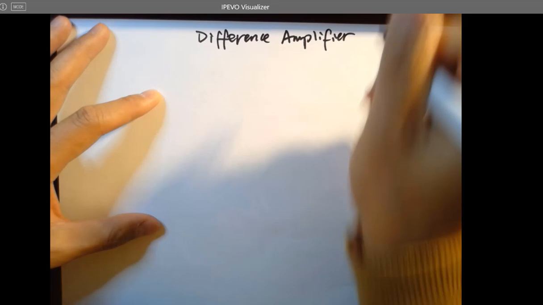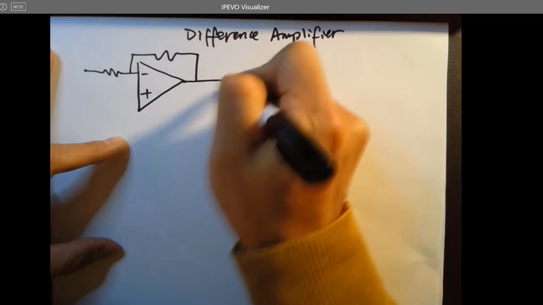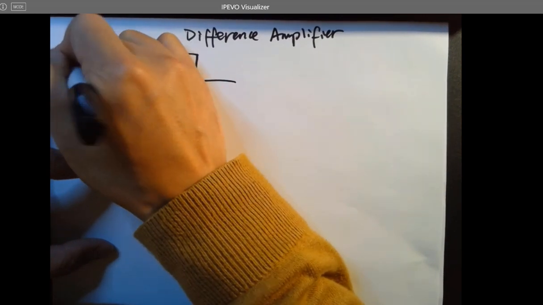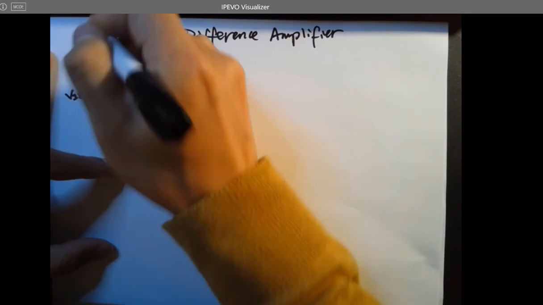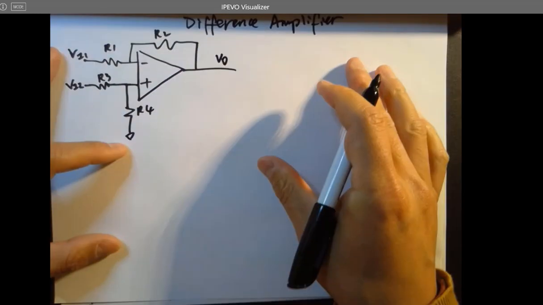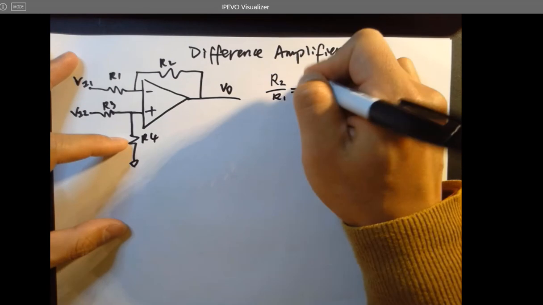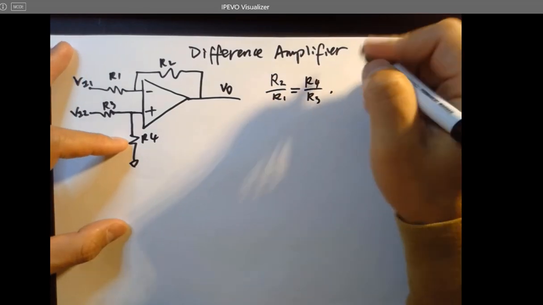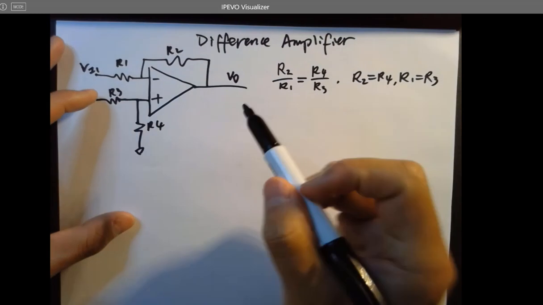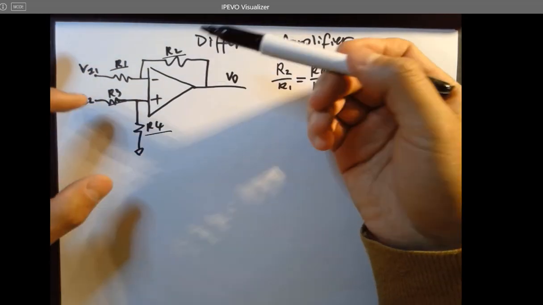So it looks like this. You have two inputs, VI1 and VI2, and this is R1, R2, R3, R4, and here's VO. And we assume that R2 over R1 equals R4 over R3, and also R2 equals R4, R1 equals R3. So literally, we just want to make R2 and R4 the same, R1 and R3 the same. So it's a symmetric topology.